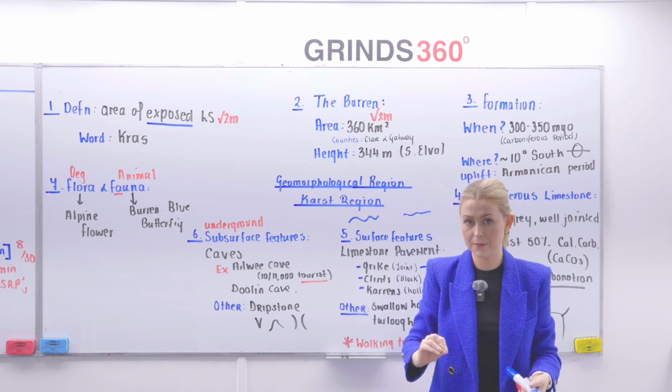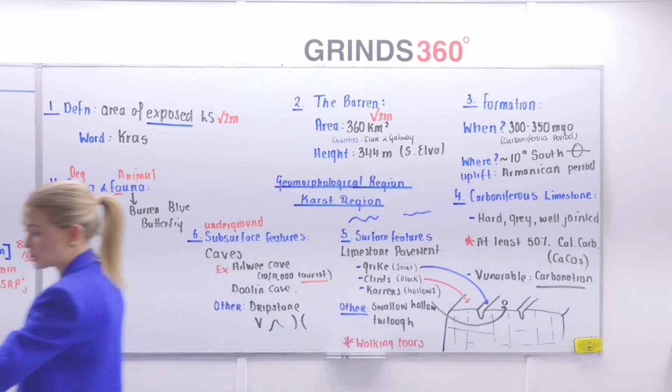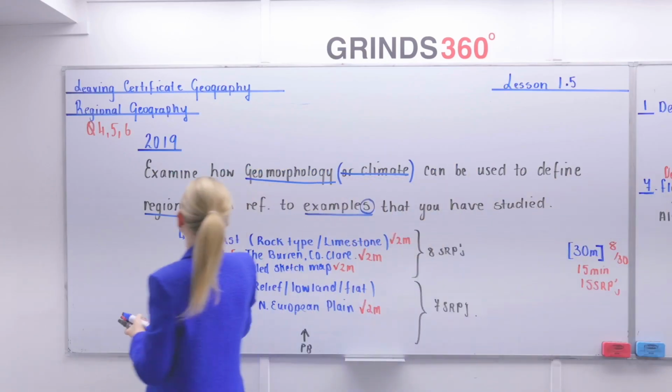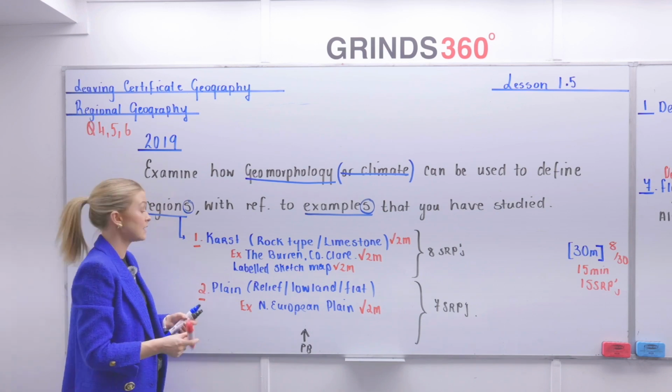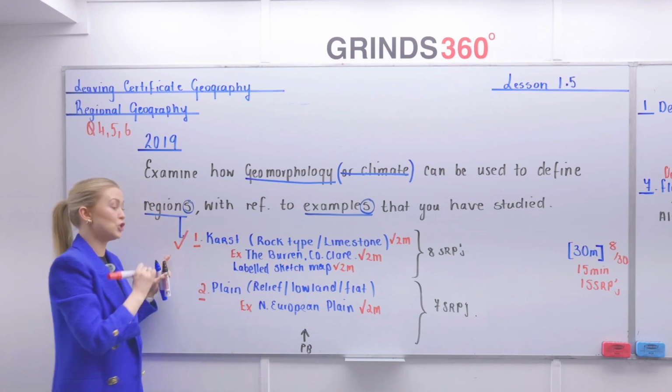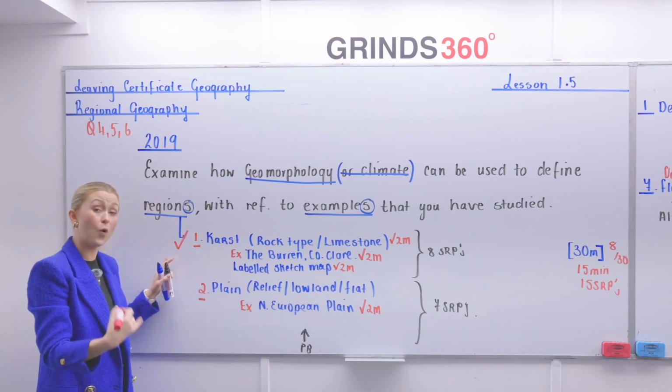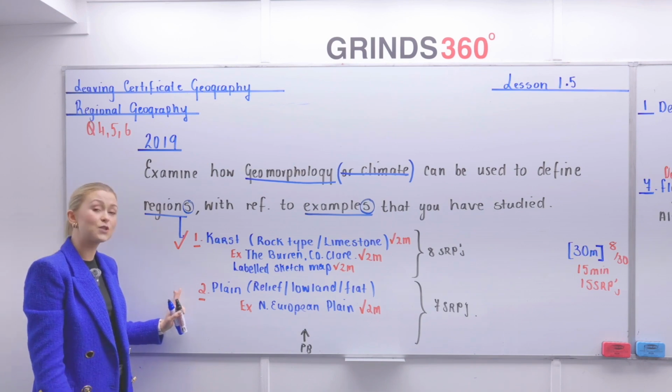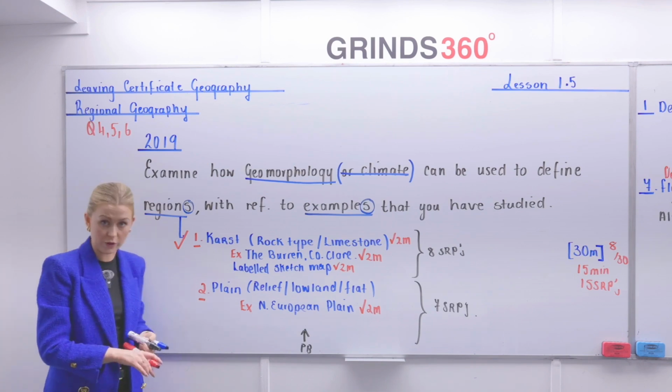Remember, step by step. Now, to come back over to our original question on the far board, we were asked to look at regions with reference to examples. That is my karst region done and dusted, with my example being focusing in on the Burren, County Clare. Next, we're going to be looking at our plain, our North European Plain.